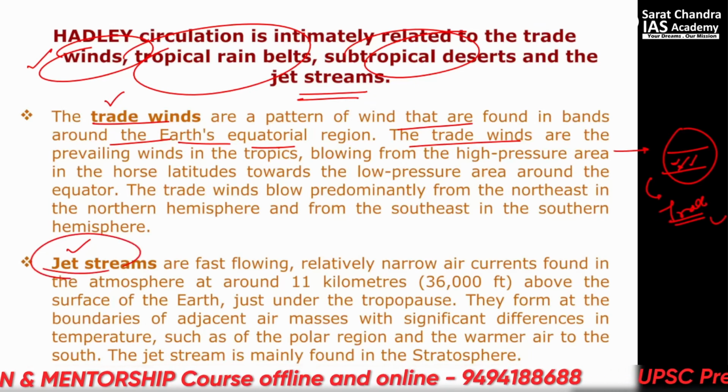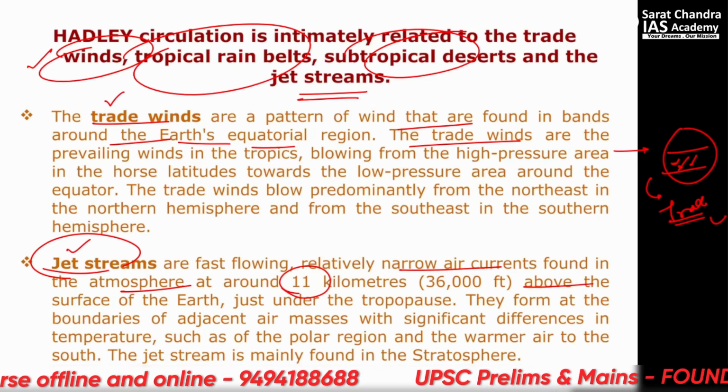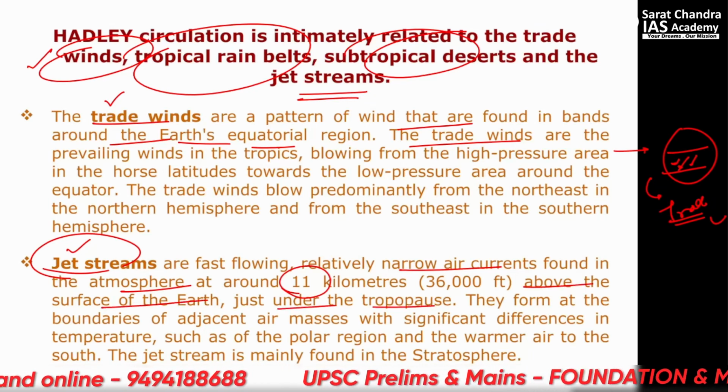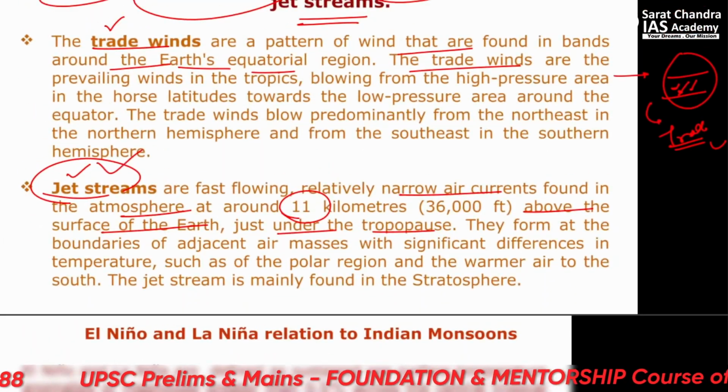Alright, jet streams are fast flowing, relatively narrow air currents found in the atmosphere at around 11 kilometers height above the surface of the earth, just under the tropopause. So you can read about them. They also affect the Indian monsoon, especially jet streams.